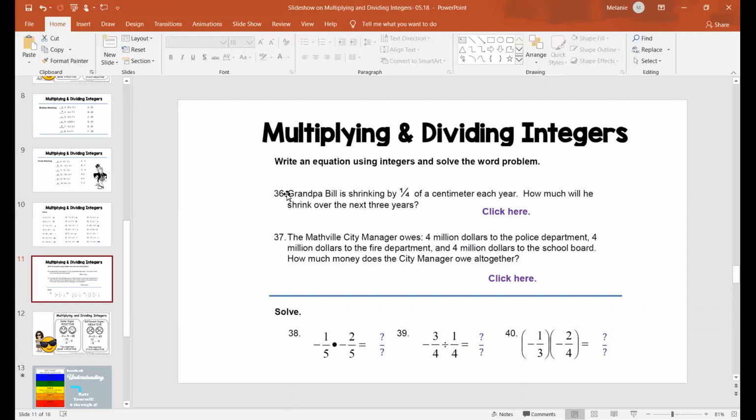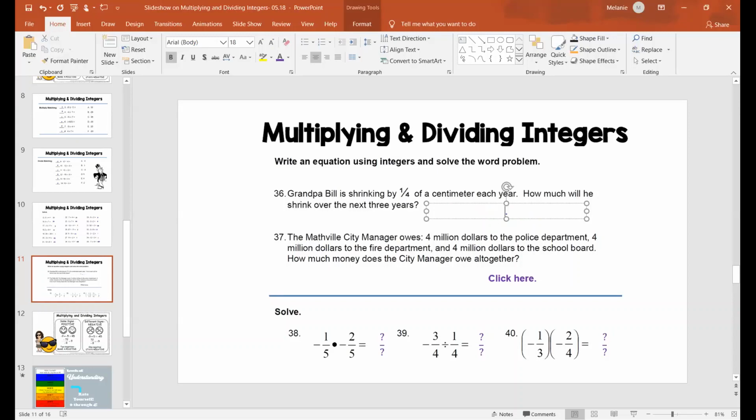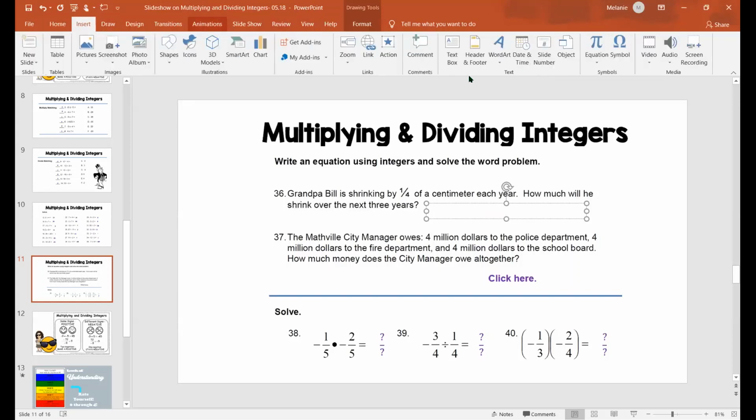All right, so this says write an equation using integers and solve the word problem. Grandpa Bill is shrinking by 1/4 of a centimeter each year. Already, and if you're doing the clickable version, I apologize because I did not put an equation in here. But if you are on Word or PowerPoint, you basically go to Insert, Equation.